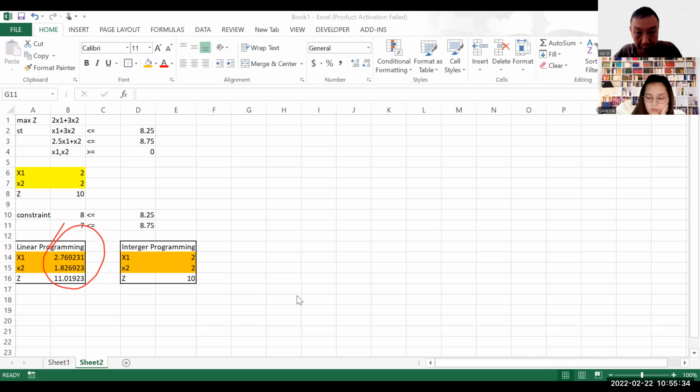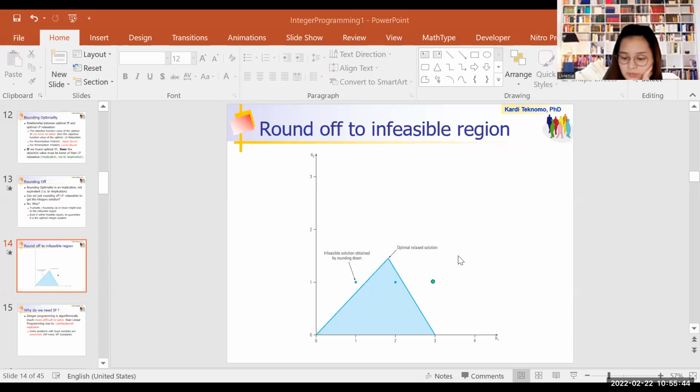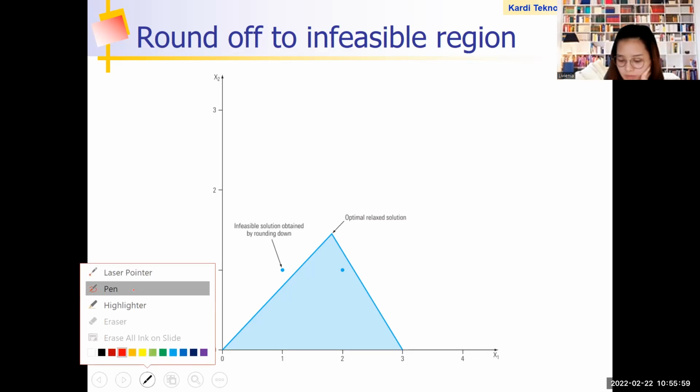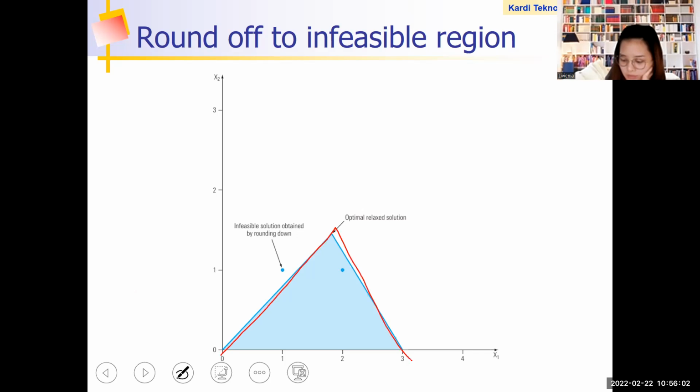So this is an example. Okay, I will give you an example. Let me share my screen of this example. You see, this is the actual LP, right? This is the boundary of the LP, okay? And then this is the only integer solution that you get, okay?